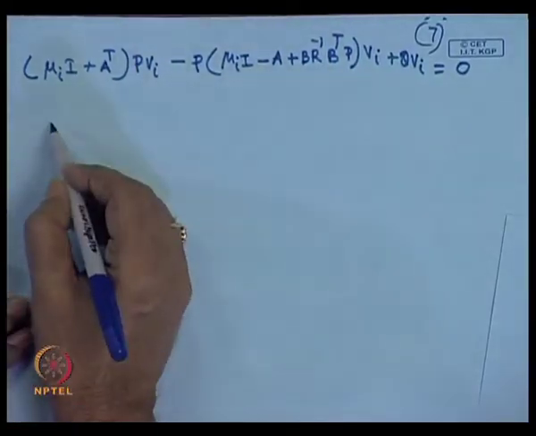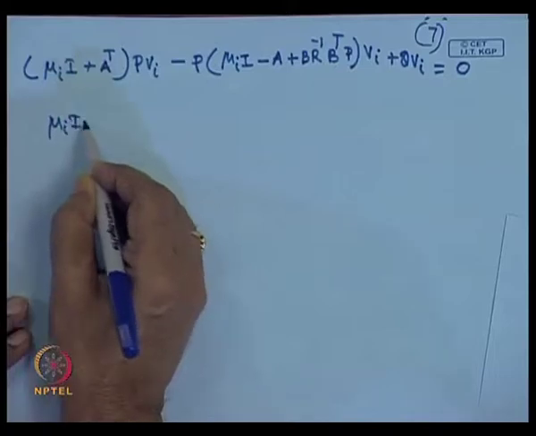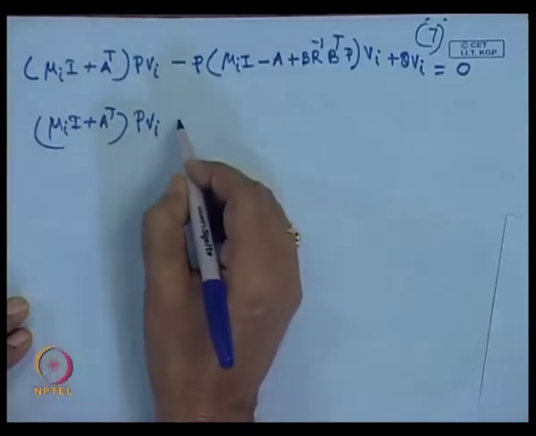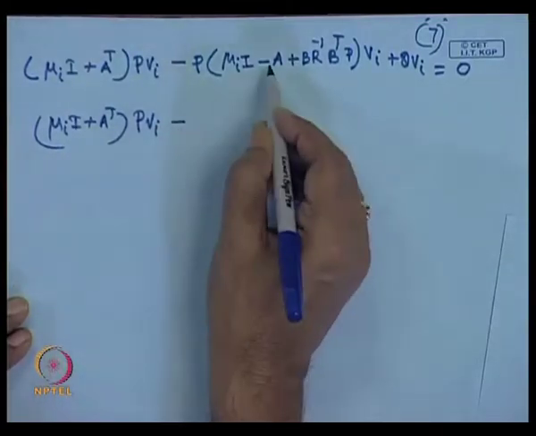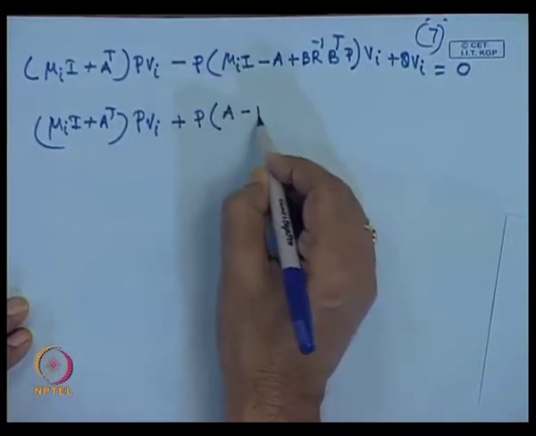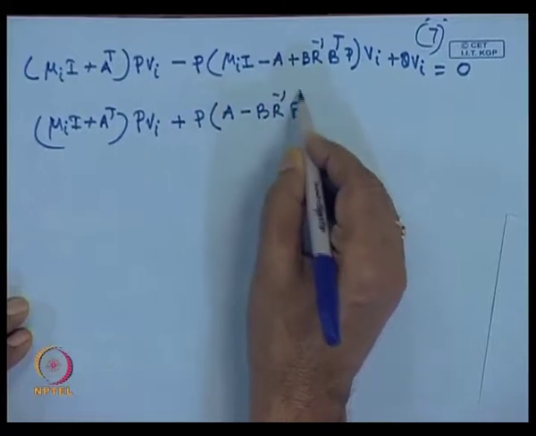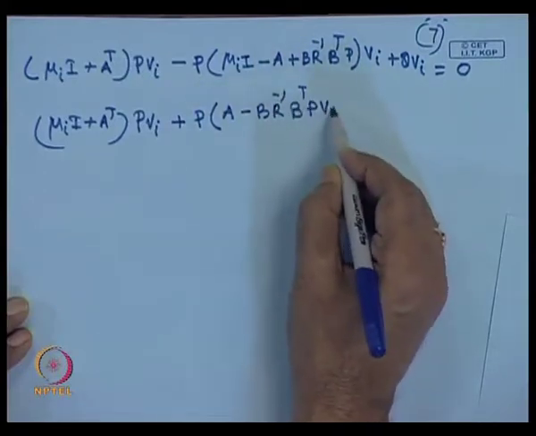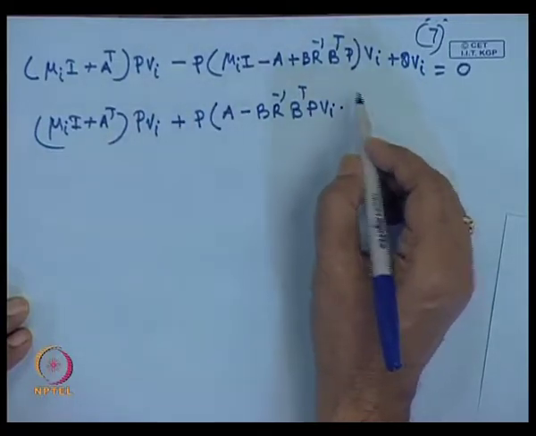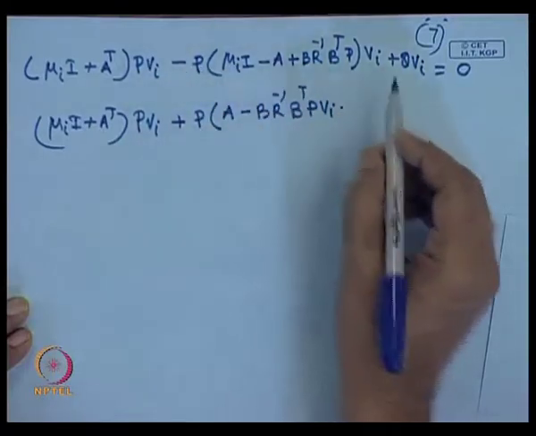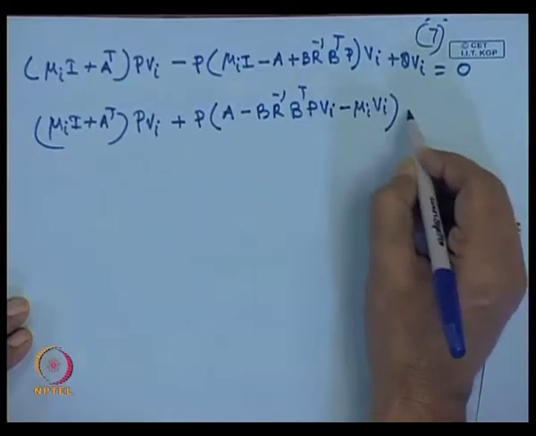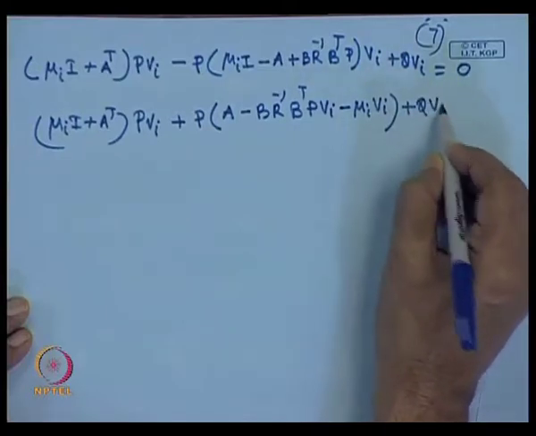So, I can write it now: mu I plus A transpose P V I, agree? Then I am taking the minus sign common, it will be plus A minus B R inverse B transpose P V I, agree? Minus, this is the minus sign, if I take it common, this is plus. So, it will be a minus mu I V I plus Q V I is equal to 0.